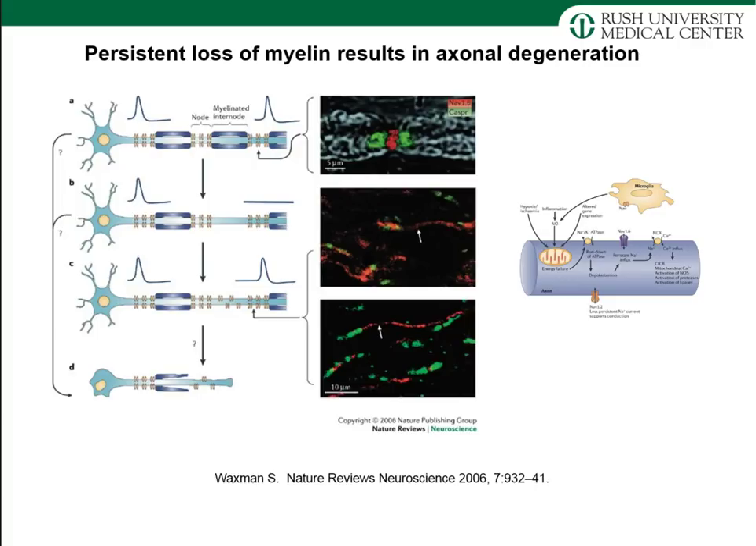The persistent loss of myelin results in axonal degeneration. And what you can see on the left is a picture showing the loss of myelin and then subsequently the degeneration of the axon that is lacking the myelin.